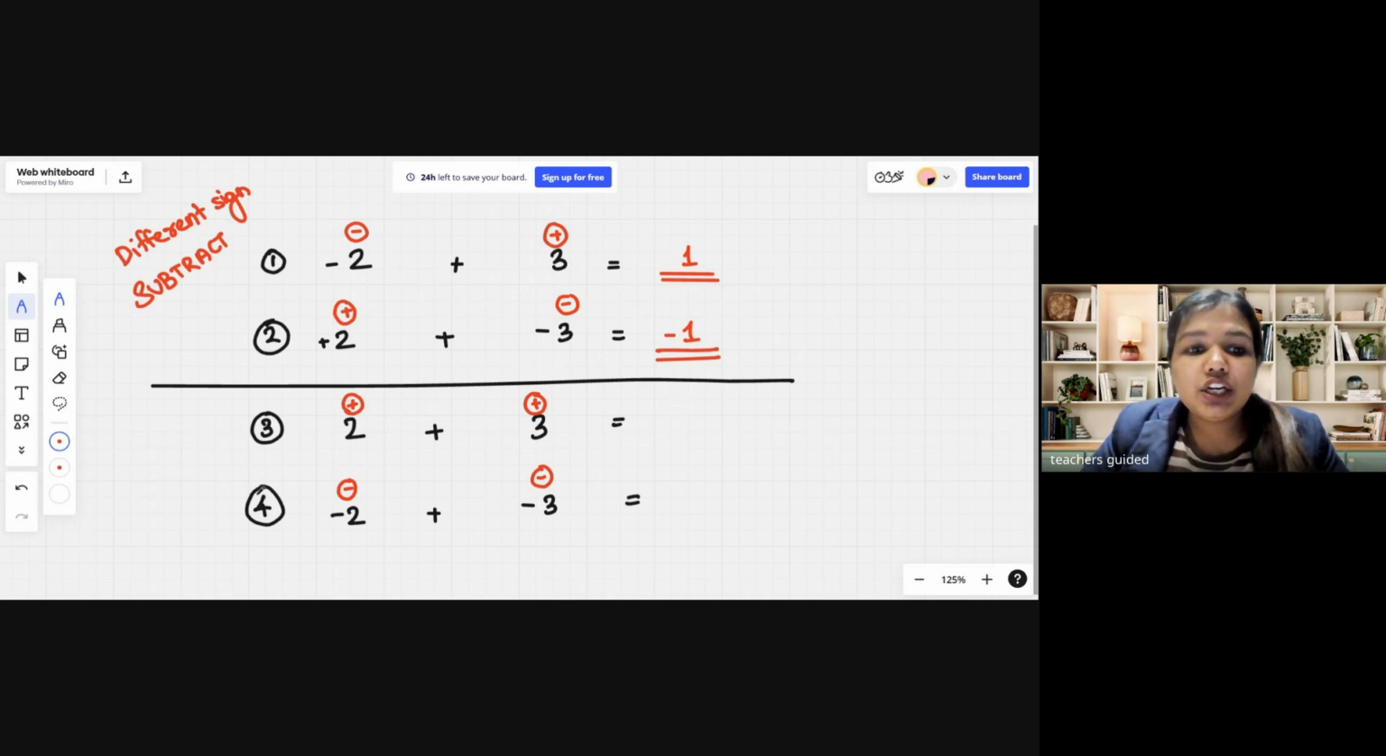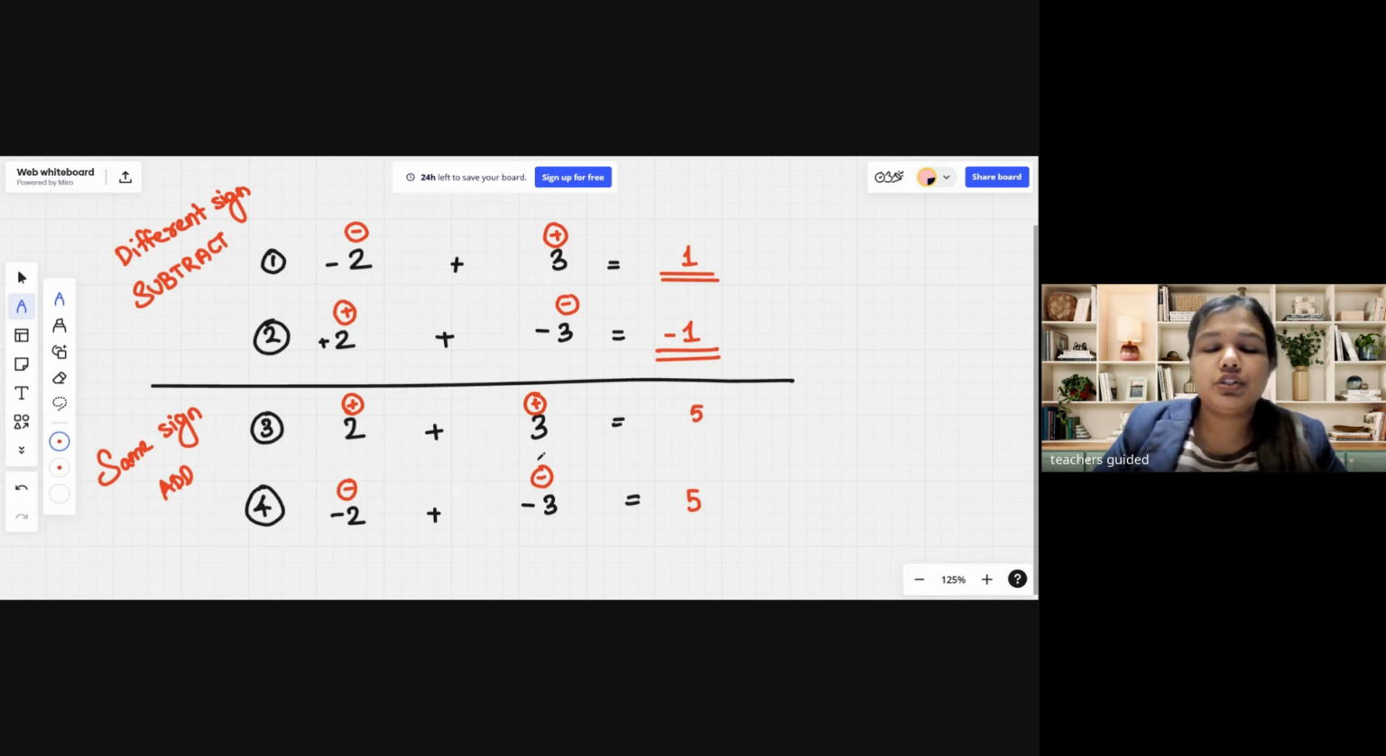Now, let's look at the third and fourth questions. If you look at the third question, it's a plus and plus. And for the fourth one, it's a minus and a minus. So they have basically the same sign, so you need to add them up. Here as well, don't look at the signs, just add them up. 2 plus 3, 5. 2 plus 3, 5. And your answer will have the sign of the biggest number in the question. So here it's going to be 3, which is positive. The answer is positive. Here it is 3, which is negative, so your answer is negative.